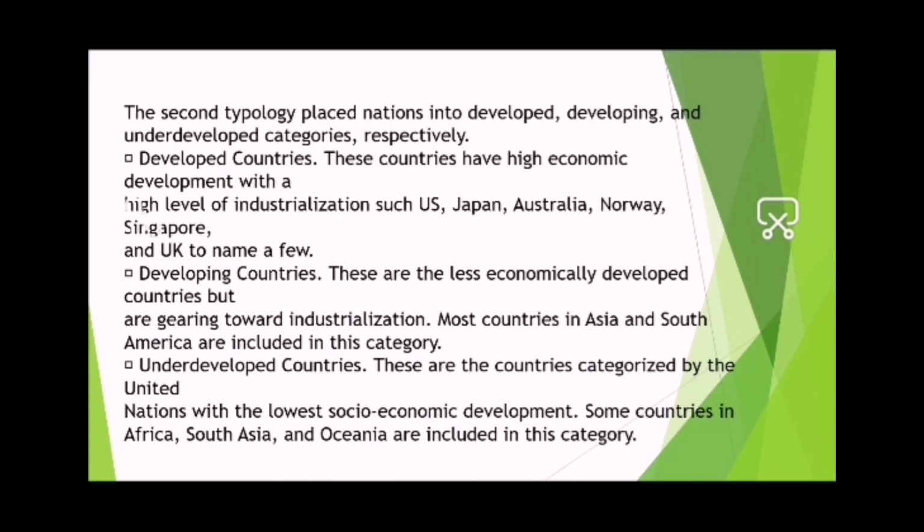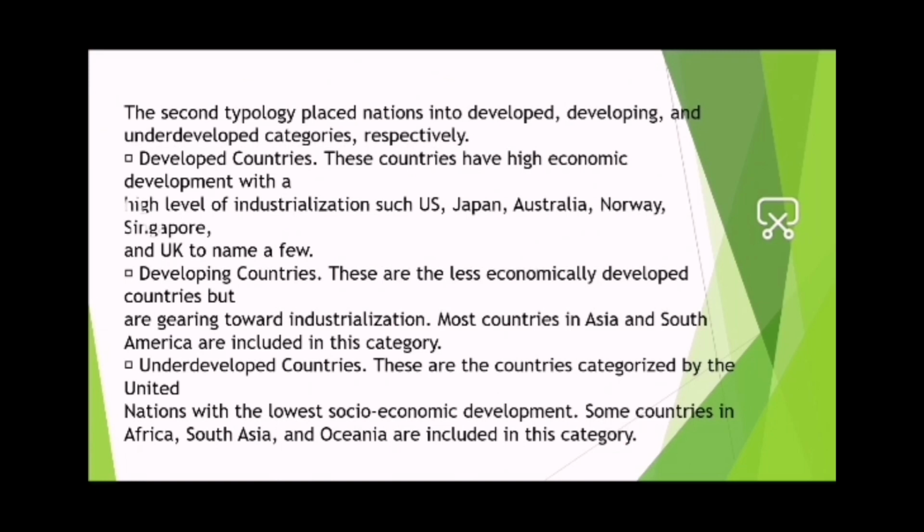The second typology placed nations into developed, developing, and underdeveloped categories. Developed countries, these countries have high economic development with a high level of industrialization, such as Japan, Australia, Norway, Singapore, and UK, to name a few. Developing countries, these are less economically developed countries but are gearing toward industrialization. Most countries in Asia and South America are included in this category. So Philippines is in the developing countries, and we can move to the developed countries if we will work for it.